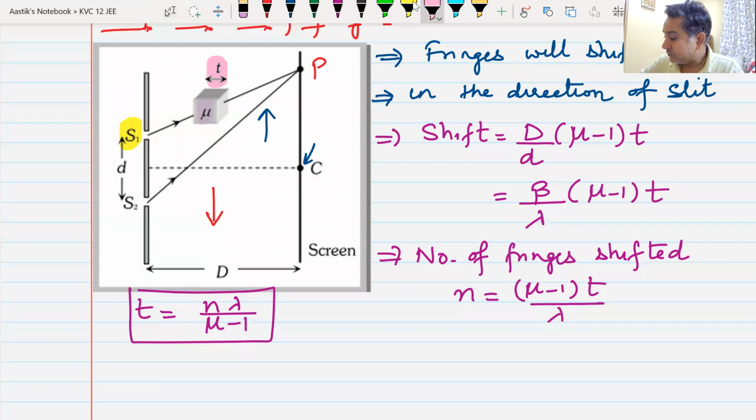Which one? This pink one. Number of fringes that are shifted equals mu minus 1 into t divided by lambda. Put the value, get the answer, and stay happy. You must always stay happy in your life, no matter what you are doing.